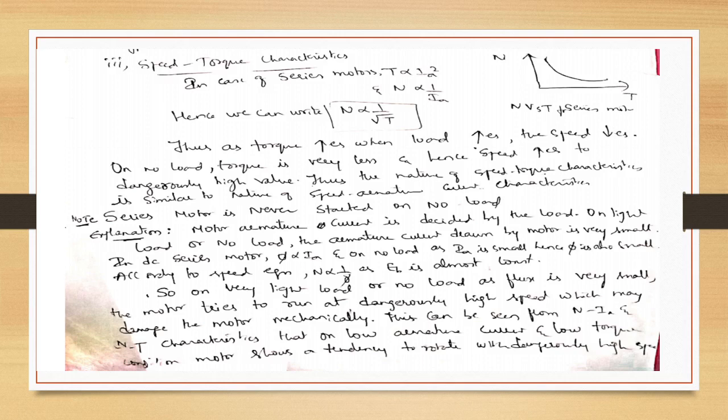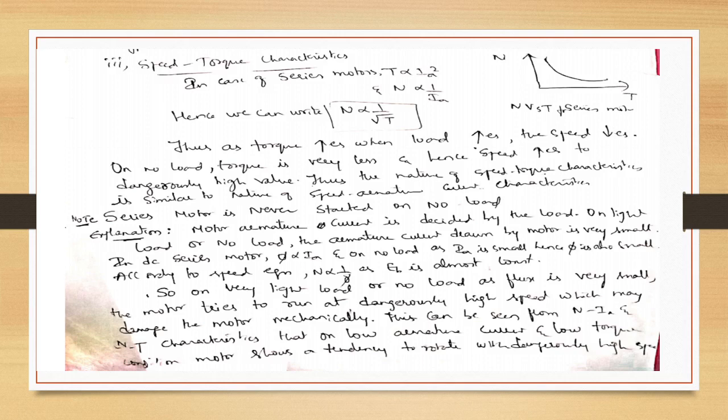On light load or no load, armature current drawn by the motor is very small. In DC series motor, flux is proportional to Ia, and on no load, when Ia is very small, flux is also small. But according to the speed equation, speed is inversely proportional to flux, because at the time EB is almost constant. So on very light load or no load, as flux is very small, the motor tries to run at dangerously high speed, which may damage the motor mechanically.